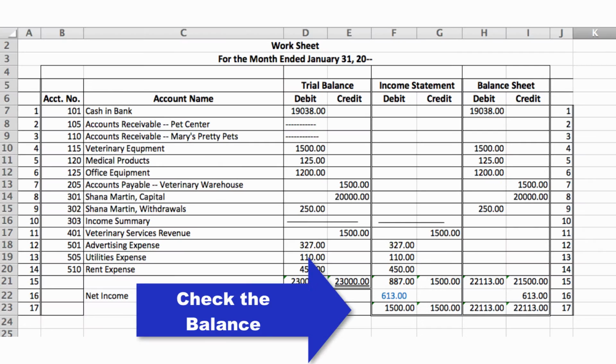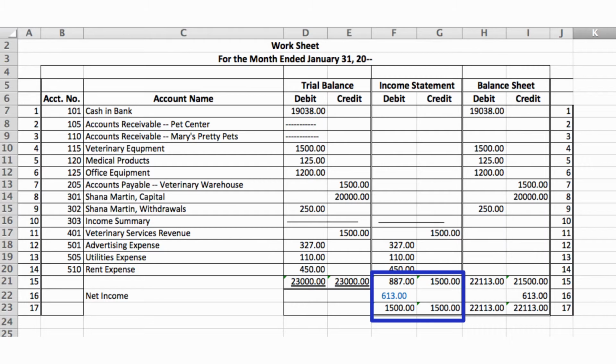Once you have added the net income, the next thing you will need to do is check the balance. To do this, you will need to subtract the total debits from total credits on the income statement. Subtract total credits from total debits on the balance sheet. The difference between the two numbers should be the same. If the numbers are different, you've made a mistake and need to look for it.